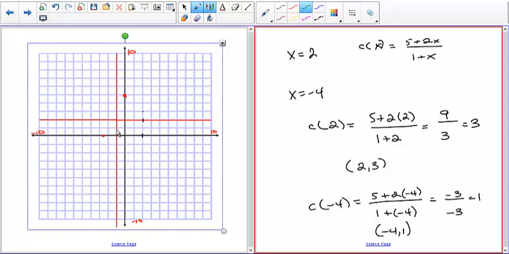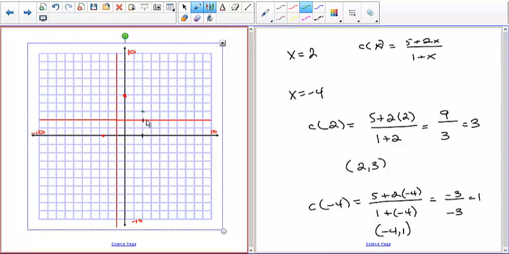So you've got 1, 2, and 3. It actually turned out very close to exactly where I thought it might be. And then over here we go negative 4: 1, 2, negative 1, negative 2, negative 3, negative 4. And the function value is 1, which places you right there.